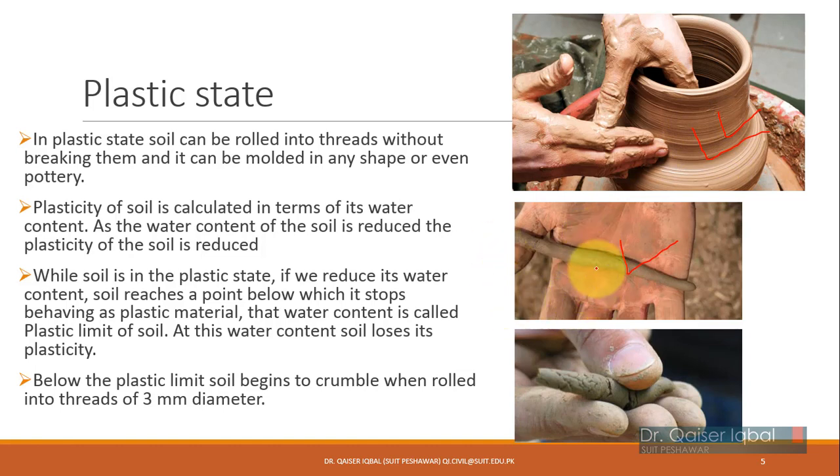But if you keep on reducing the moisture content of the soil, there will be a point at which it cannot be molded. And upon molding, it will start developing cracks. So this will be the point at which it is going to become like this. That limit will be known as the plastic limit. So that moisture content will be the moisture content referring to the plastic limit of the soil. Beyond this limit, if you keep on reducing the moisture content, the soil makes a transition from a plastic state to a semi-solid state. So this moisture content will be known as the plastic limit.